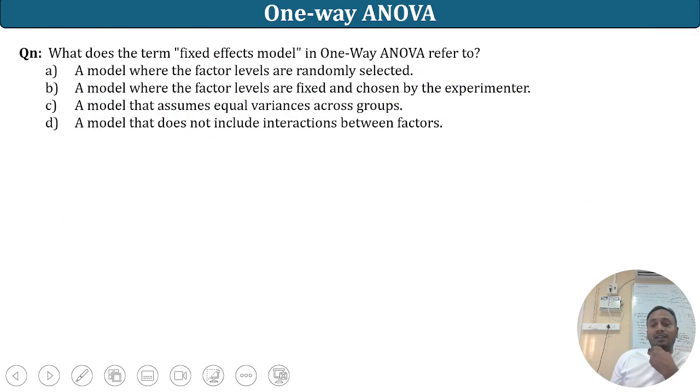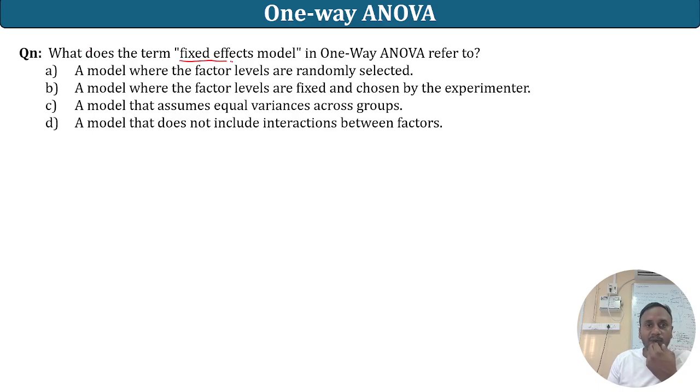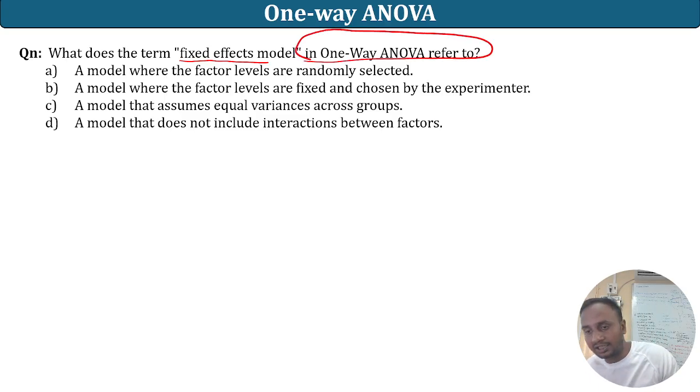Okay, so now we have another question. What does the term fixed effect model in a one-way ANOVA refer to? I think I have explained this. Please explain to me, what will be the answer for that?